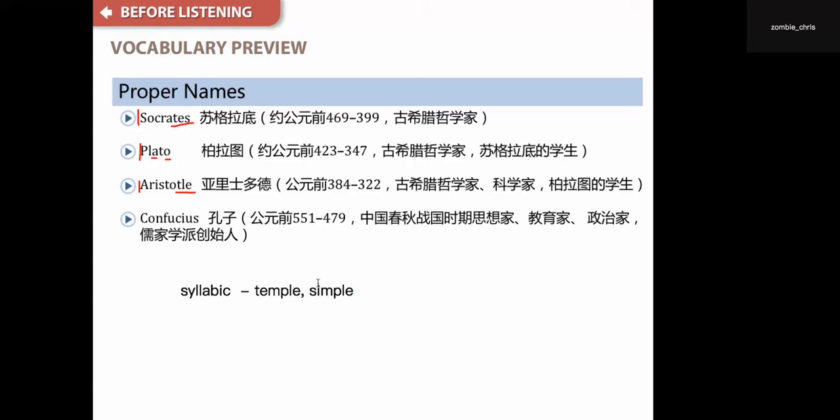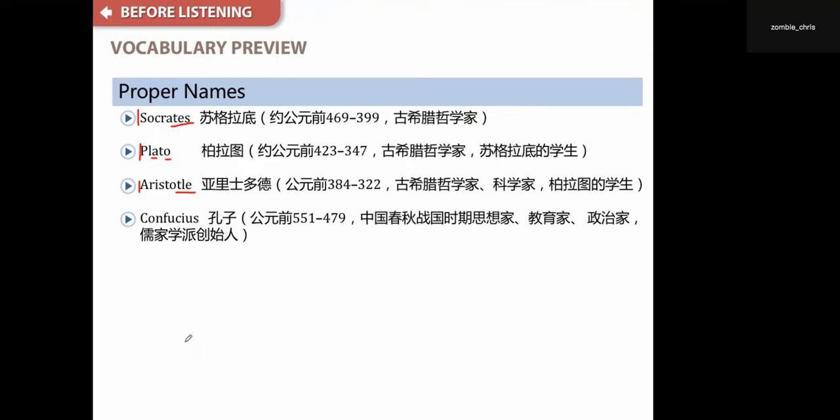So Aristotle, not Aristotle with a vowel. A temple is not temple with a vowel, and simple is not simple with a vowel. So we need to keep the vowel sound to a minimum between the P and the L, or the T and the L. There is no vowel sound from the consonant to the LE sound, the L sound. So temple, simple, Aristotle. A pronunciation note there for you.